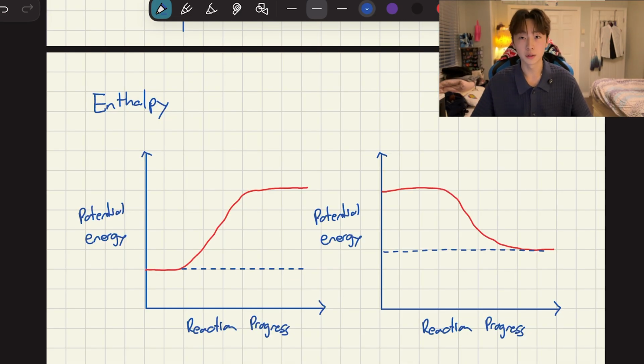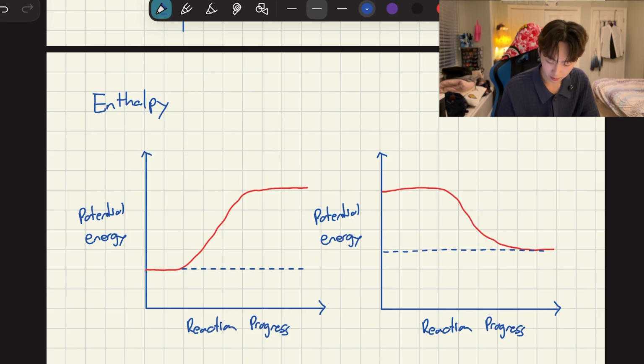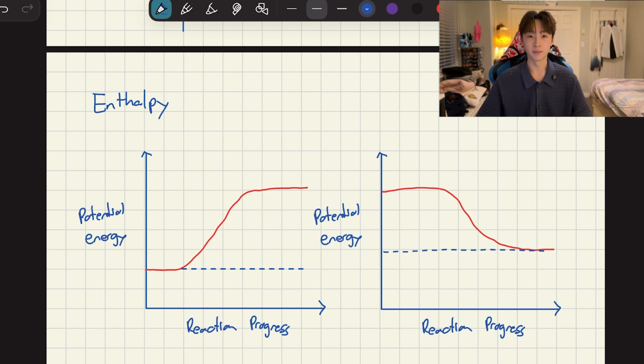Now let's look at two factors that control equilibrium. The first one is enthalpy. Remember when we learned about exothermic and endothermic reactions? For example, I have my two potential energy graphs here. For my first one, you can see it goes from a lower to a higher potential energy. So that means it absorbed energy, meaning this is endothermic.